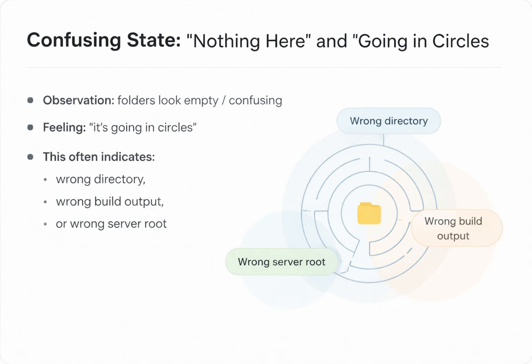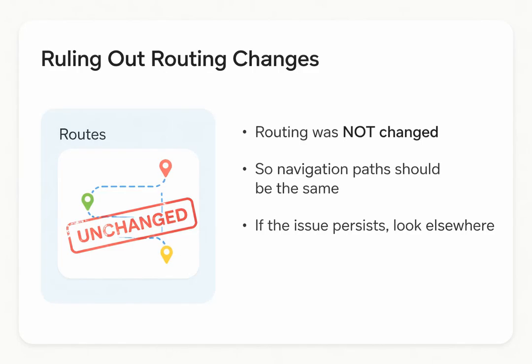In practice, that often happens when you're in the wrong directory, the build output isn't where you expect, or the server is configured to serve from a different root folder than the one you're updating. The speaker makes an important diagnostic statement. The routes were not changed. That means the navigation logic, like the URL paths or route definitions, should still be correct. When you can confidently say something didn't change, you can narrow the search. If clicking still leads to problems, the cause is likely not the routing configuration itself.